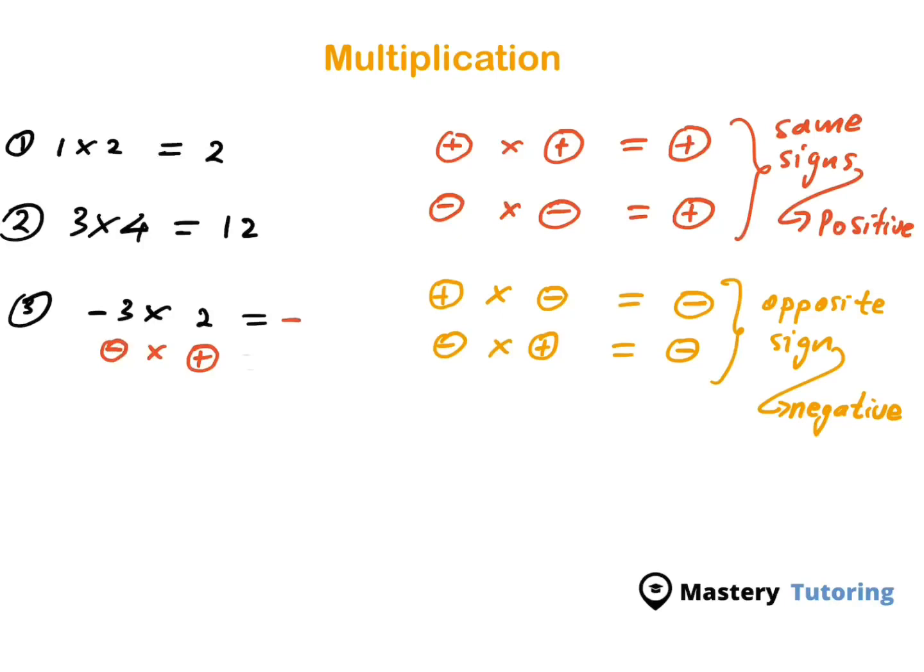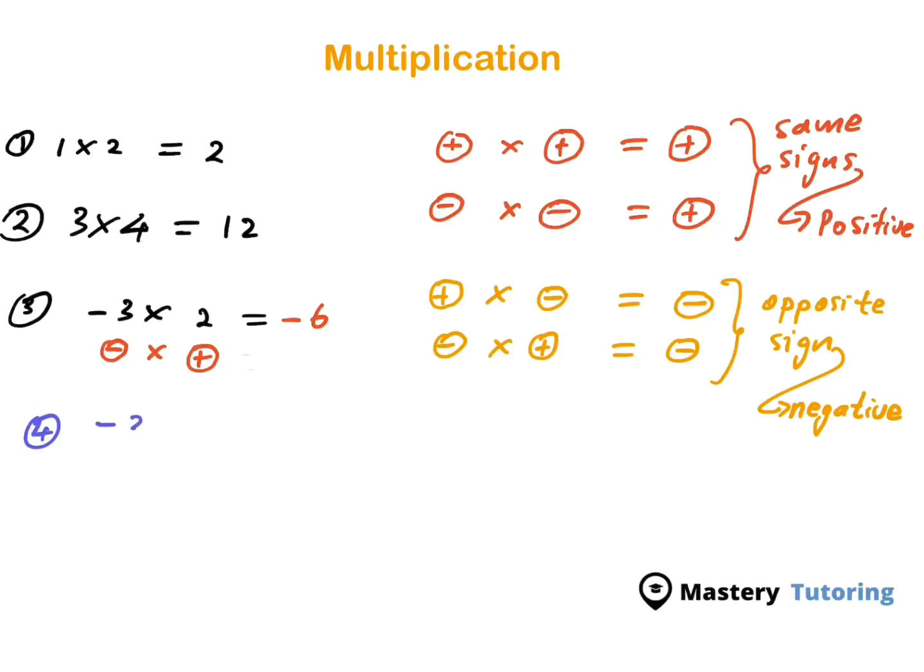Now, after working out the signs, we look at the numbers. So 3 times 2, we get 6. Therefore, the answer is going to be negative 6. So when you multiply negative 3 times 2, you get a negative 6. Let's look at another one.